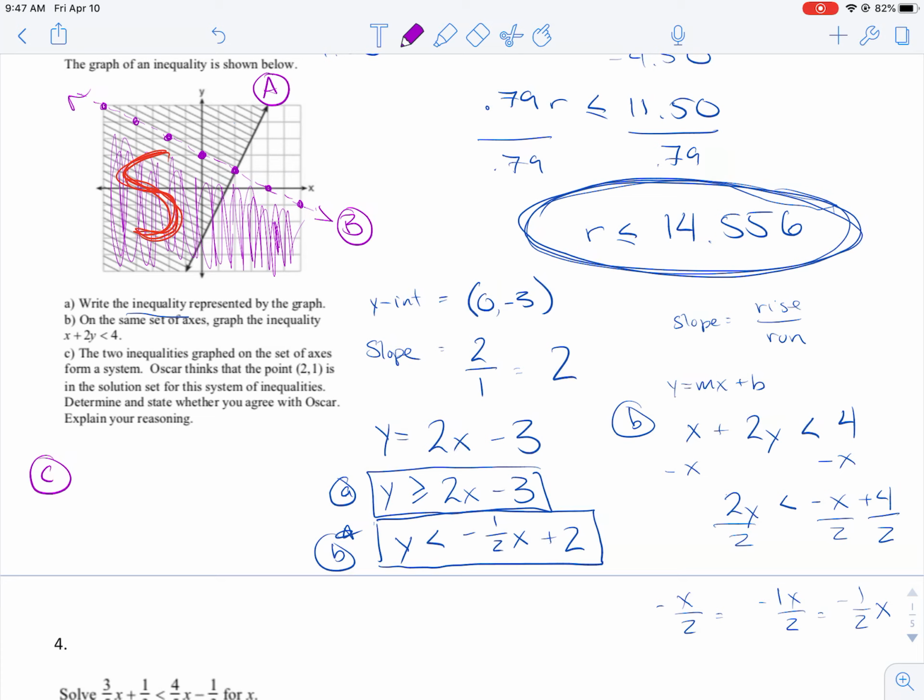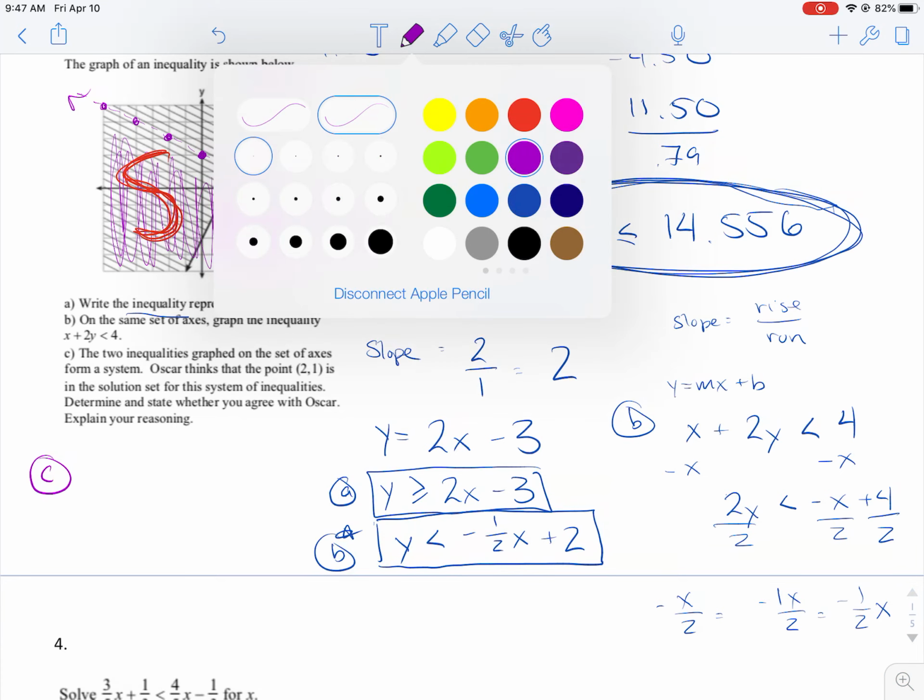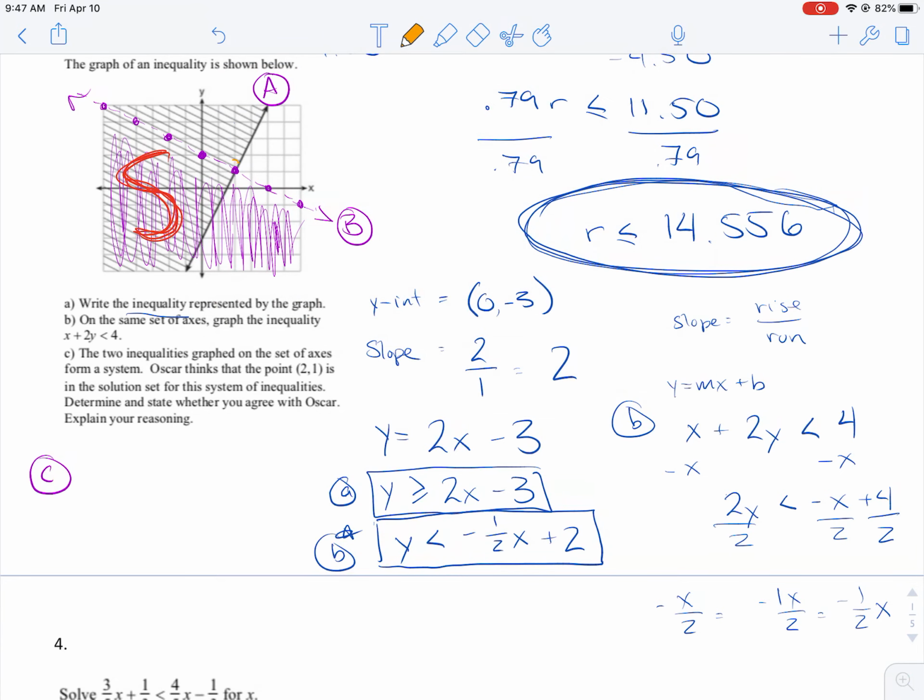Okay, and now the question's asking, this is letter C. Oscar thinks that the point (2, 1) is the solution. Determine and state whether you agree with Oscar. Explain your reasoning. So let's take a look at (2, 1). (2, 1) is right here.